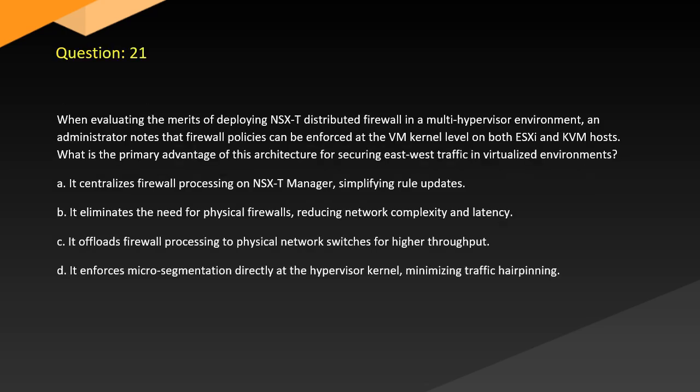Question 21. When evaluating the merits of deploying NSX-T distributed firewall in a multi-hypervisor environment, an administrator notes that firewall policies can be enforced at the VM kernel level on both ESXi and KVM hosts. What is the primary advantage of this architecture for securing east-west traffic in virtualized environments? A. It centralizes firewall processing on an NSX manager, simplifying rule updates. B. It eliminates the need for physical firewalls, reducing network complexity and latency. C. It offloads firewall processing to physical network switches for higher throughput. D. It enforces microsegmentation directly at the hypervisor kernel, minimizing traffic hairpinning.